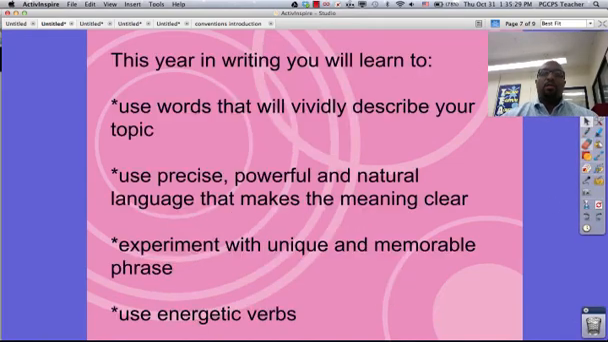All right, so this year we will learn to use words that vividly describe your topic using precise, powerful, and natural language that makes the meaning clear. We will experiment with unique and memorable phrases, and we'll use energetic verbs.